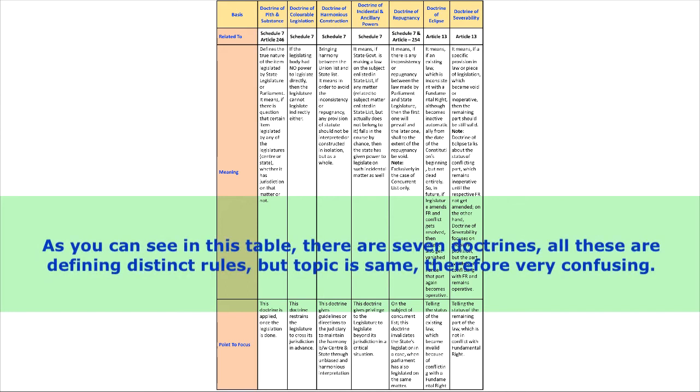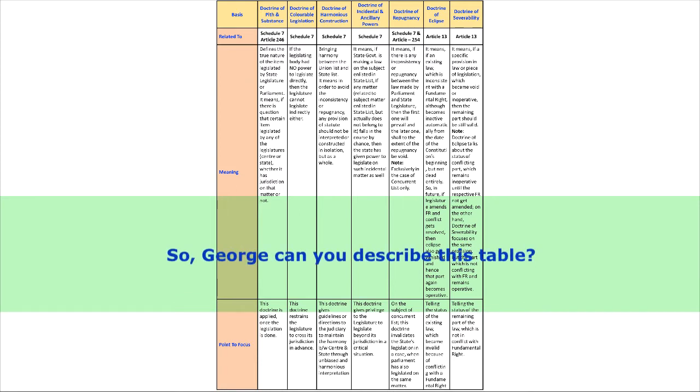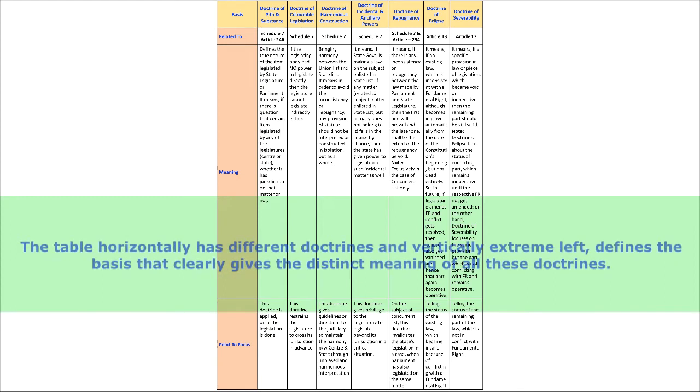As you can see in this table, there are 7 doctrines. All of these define distinct rules, but the topic is the same, therefore it is very confusing. So, George, can you describe this table? Okay, Amy. The table horizontally has different doctrines, and vertically, the extreme left defines the basis that clearly gives the distinct meaning of all these doctrines.